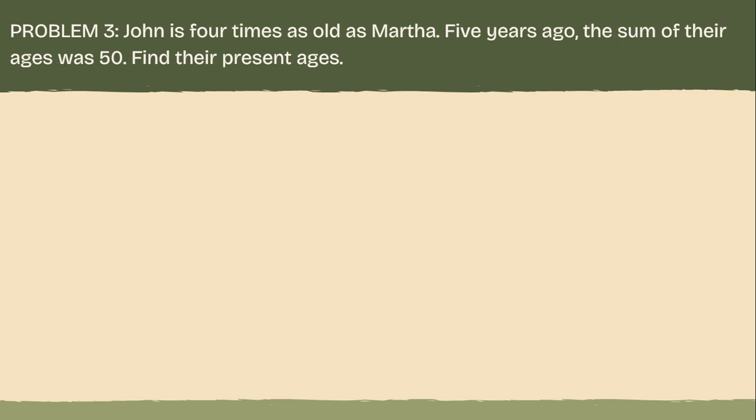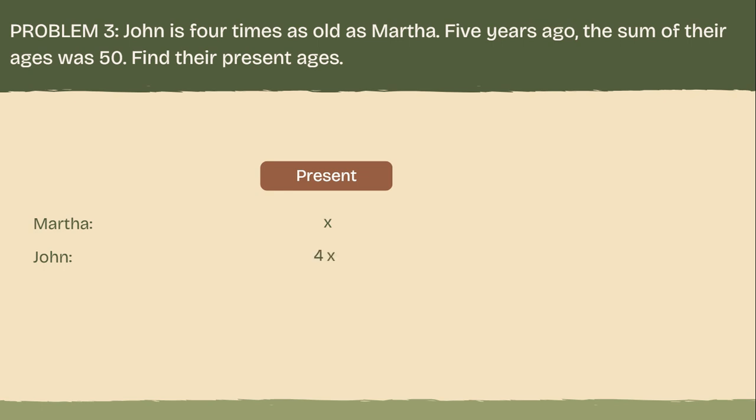Next problem. John is 4 times as old as Martha. 5 years ago, the sum of their ages was 50. Find their present ages. In this problem, we are asked to find the present ages of Martha and John. Let's start by letting Martha's age now be x years. Since John is 4 times as old as Martha, John's age can be written as 4 times Martha's age, 4x.